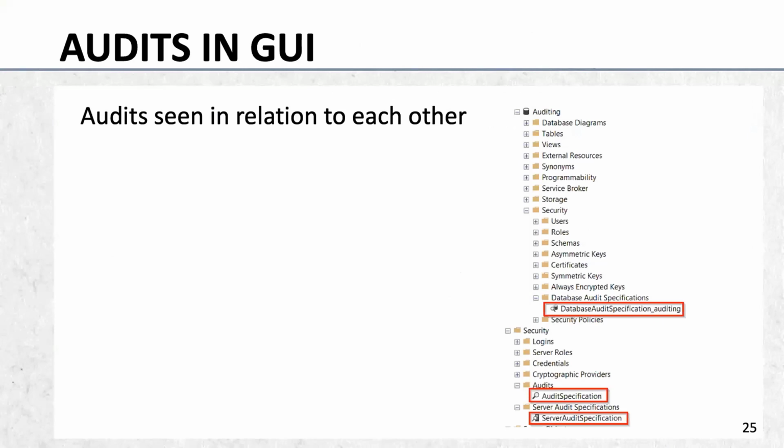This slide's just to show you how they relate to each other in the GUI. You have your audit specifications in the audit section, the server audit there as well. And then under each database, you have your database audit, just so you see them as separate objects, and then they're related through that audit specification.